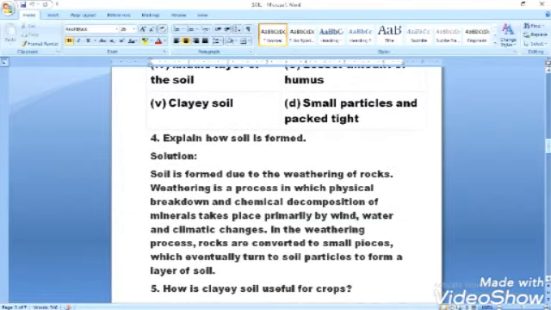Next question, explain how soil is formed. We know that soil is formed due to the weathering of rocks. Weathering is a process in which physical breakdown and chemical decomposition of minerals takes place, primarily by wind, water and climatic change. In the weathering process, rocks are converted into small pieces which eventually turn into soil particles to form a layer of soil. So soil is formed by the weathering of rocks.